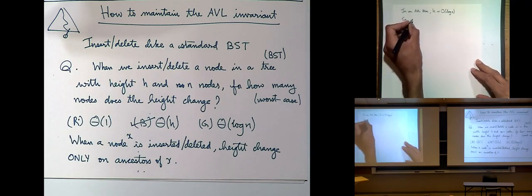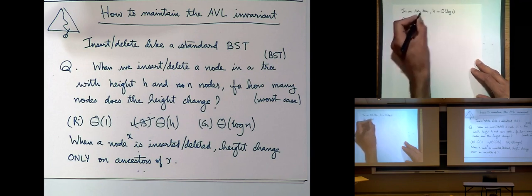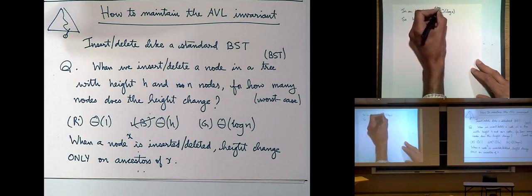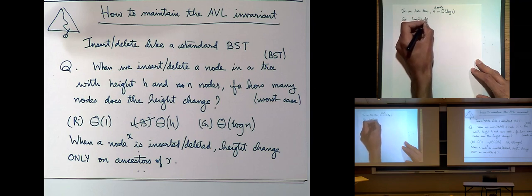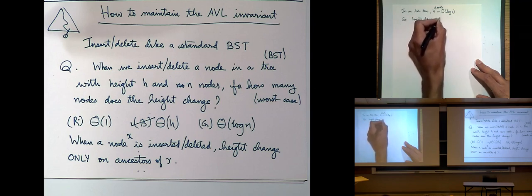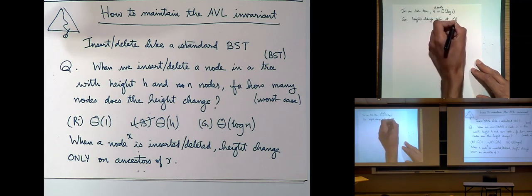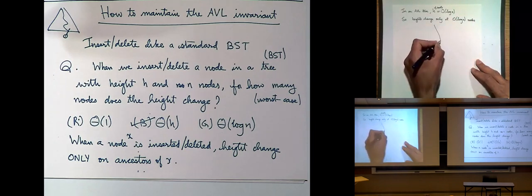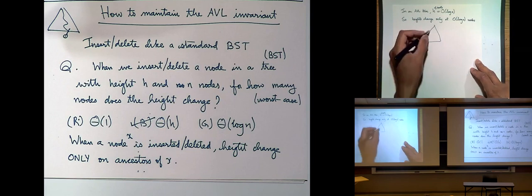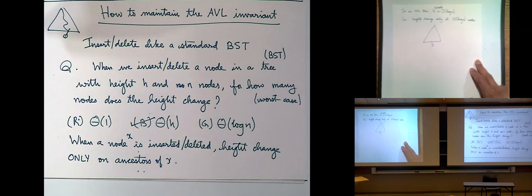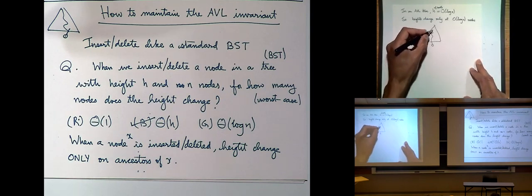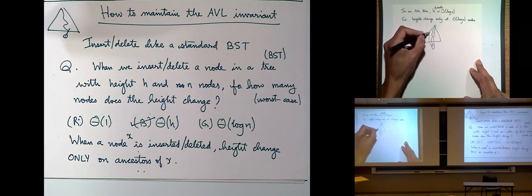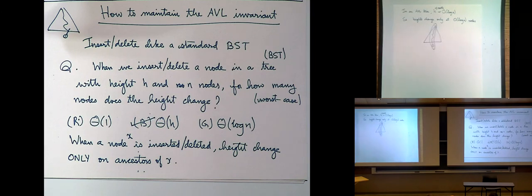So the total height, so height of the root. So the heights change only at O of log n nodes. Again, I'm drawing this picture again. If you insert somewhere here, then you look at the path all the way to the root, and over here, the heights may have changed. They may have changed, they may not. Like, there are situations where the height does not change.